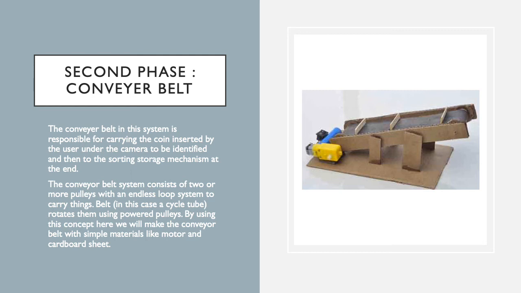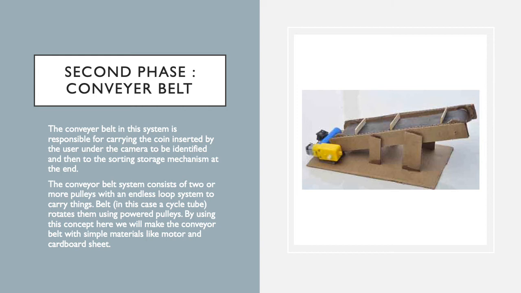Okay, so the second phase of my project is the conveyor belt. The conveyor belt in the system is responsible for carrying the coin inserted by the user into the camera to be identified, and then to the sorting storage mechanism. The conveyor belt system consists of two or more pulleys with an endless loop system to carry the things.